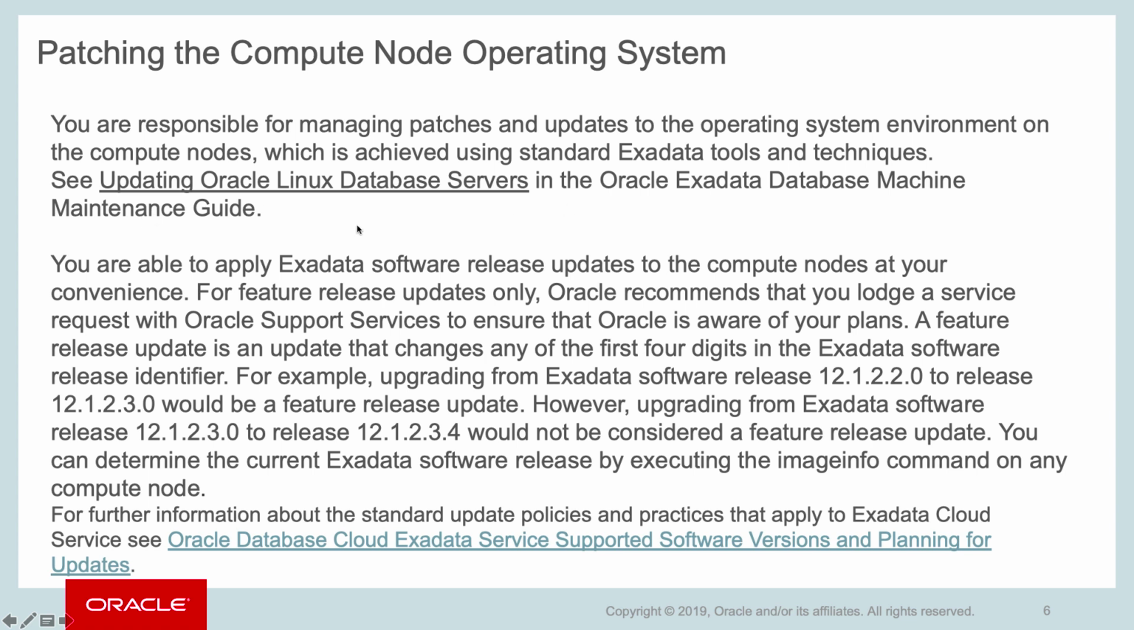By following that, you are able to apply Exadata software release updates to the compute nodes based on your convenience. And for feature release updates only, Oracle recommends you to open up a service request and work with Oracle support so that you can make sure that Oracle is aware of your plans. So a feature release update is just an update that changes any of the first 4 digits in the Exadata software release identifier. For example, if you are upgrading the Exadata software release from 12.12.20 to release 12.12.30, that is going to be a feature release update.